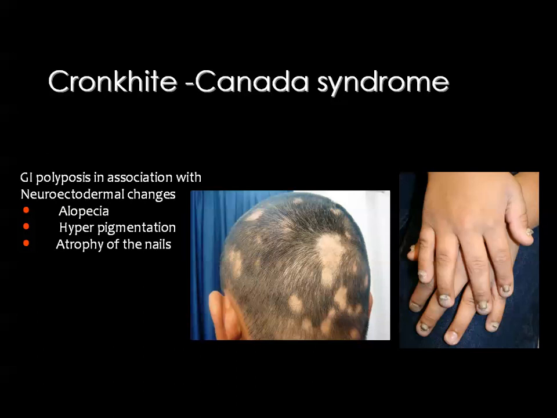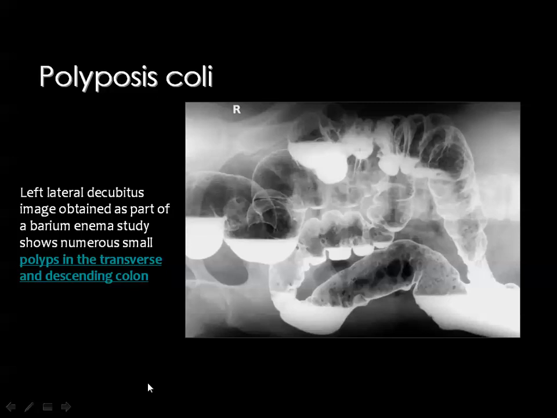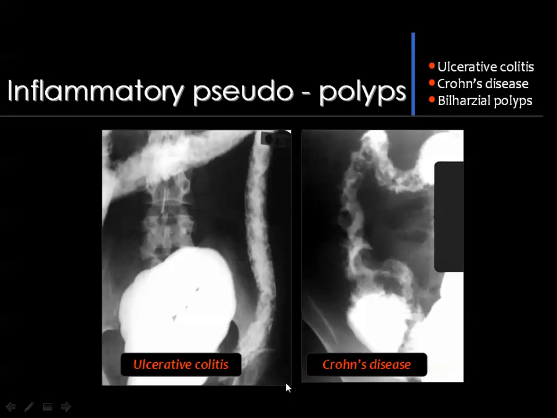Cronkhite-Canada syndrome is one of the colonic polyposis syndromes, which is characterized together with the polyps in the colon by alopecia, hyperpigmentation, and atrophy of the nails. These are the findings seen in this particular syndrome together with the colonic polyps. In here is a colonic polyposis of whatever nature. You see multiple filling defects or small polyps in the descending colon as well as in the transverse colon. As I have said, you need the help of endoscopy for the diagnosis.